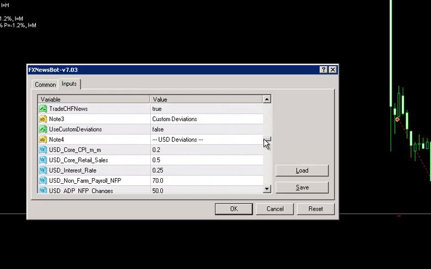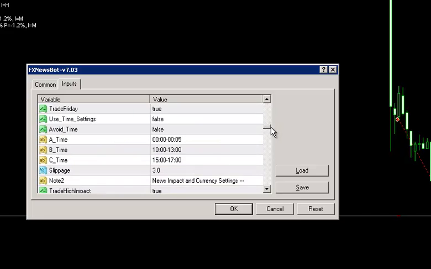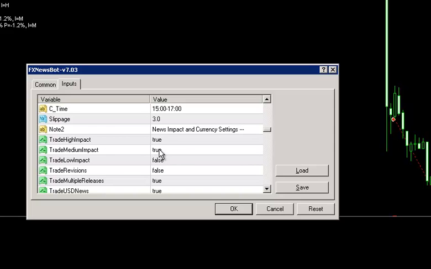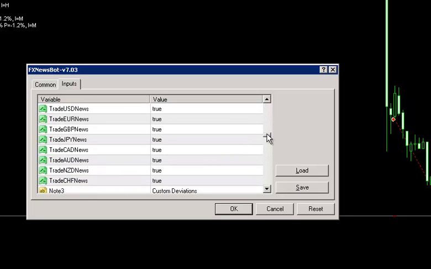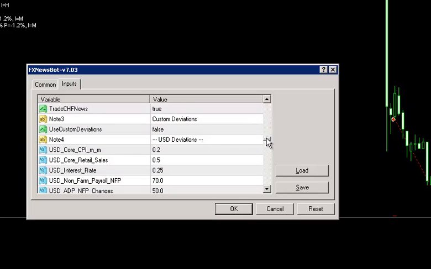Or what you could do, if you don't want to trade any and every release, say you don't want to trade low impact, you can put low impact on false. If you only want to trade high impact, you can put medium impact on false too. It would just take patience, because you might get fewer releases during a month, but they might be more probable if they meet the deviation.